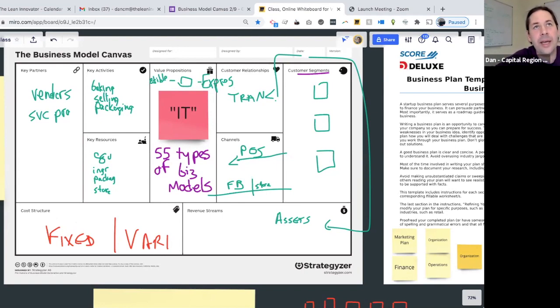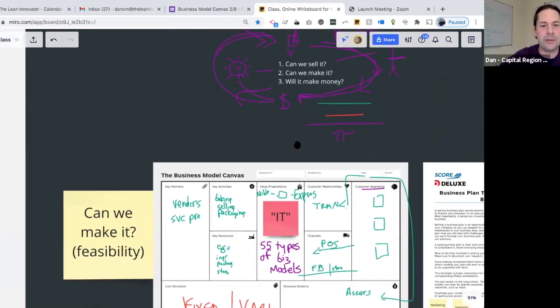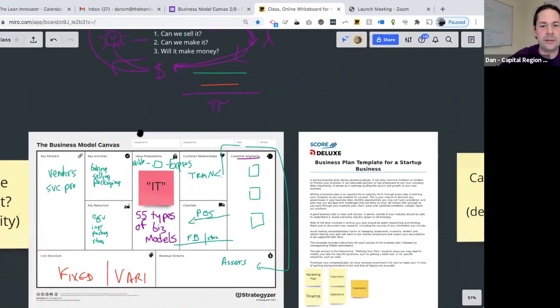I'm going to pick a model called a multi-sided business model, or a multi-sided platform, okay? So what's a multi-sided platform? It basically says that if you have, here, let me come over here and kind of draw this out, very high level.